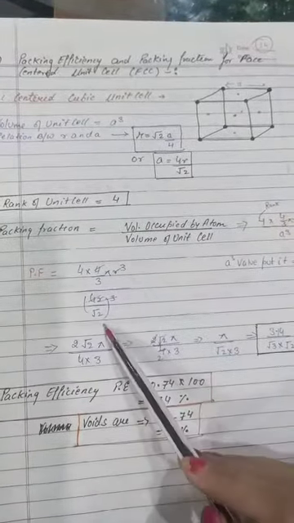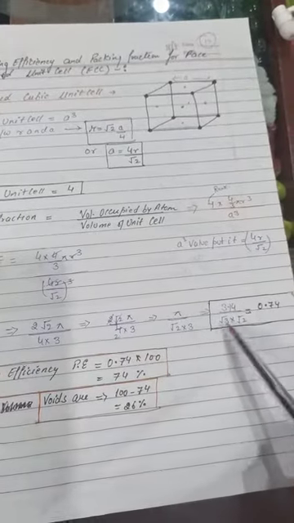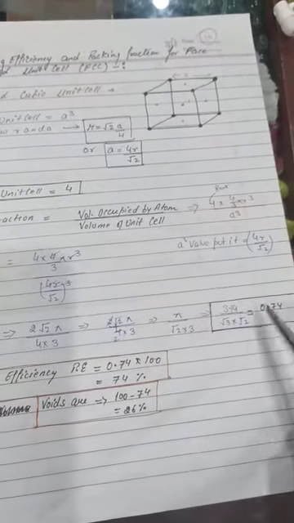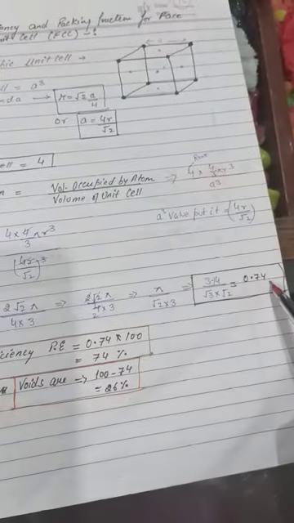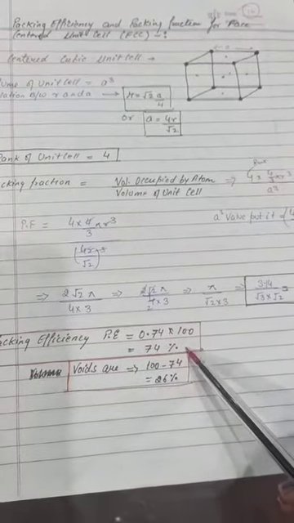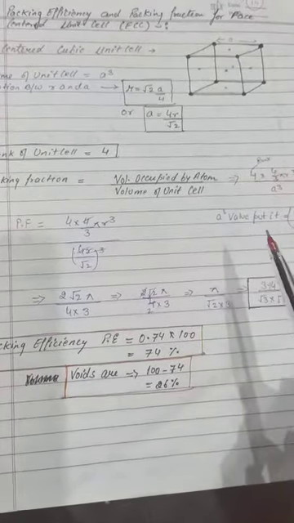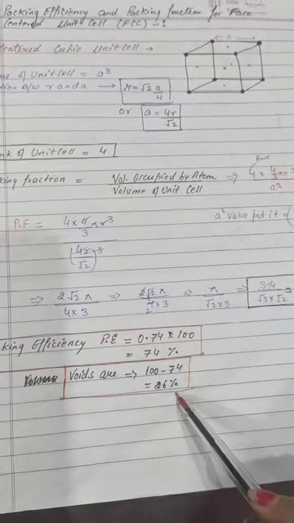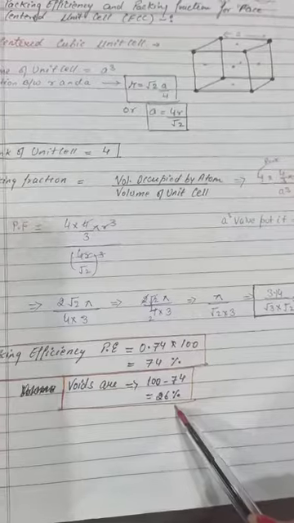This is the packing fraction, and it comes as 3.14 upon 3 root 2, which is 0.74. When we multiply with 100, it comes as 74%. Now if you are asked about the voids in FCC, the voids present in FCC are 100 minus 74, which comes as 26%.